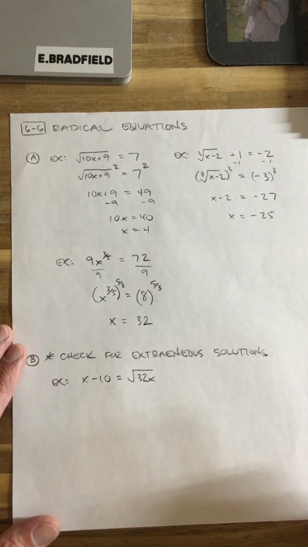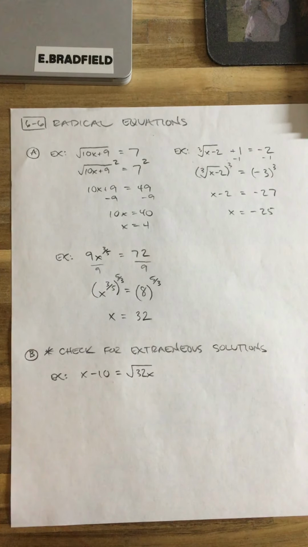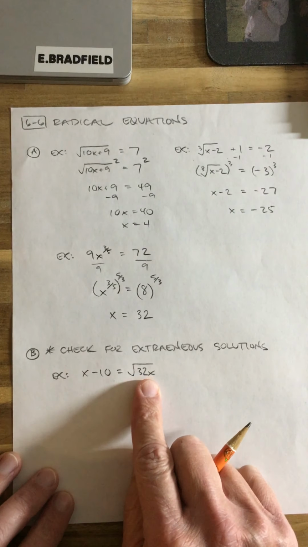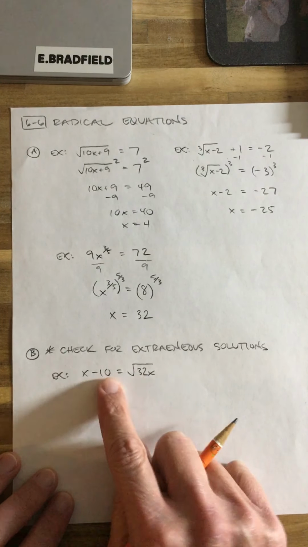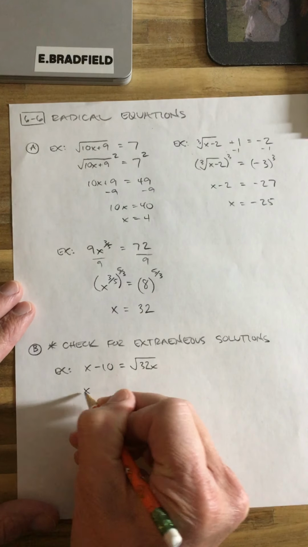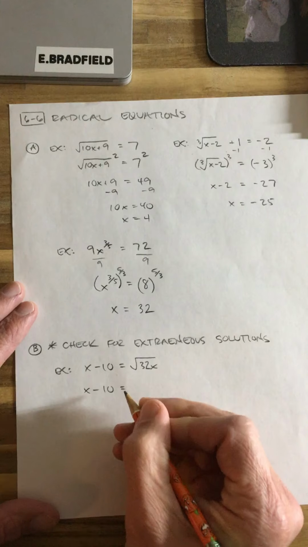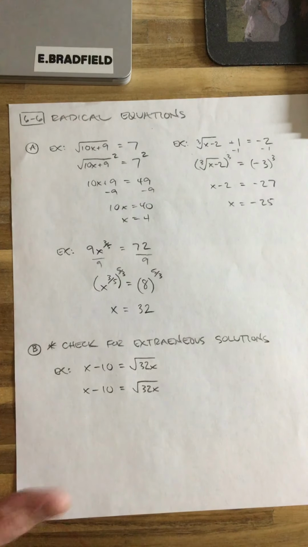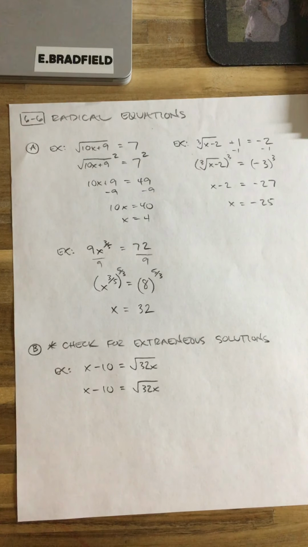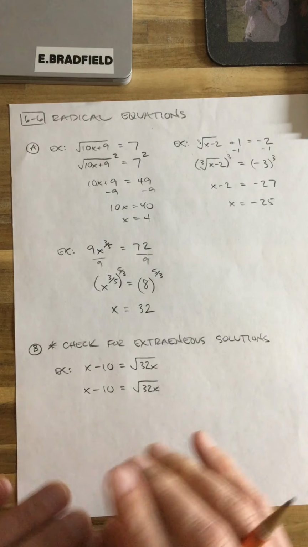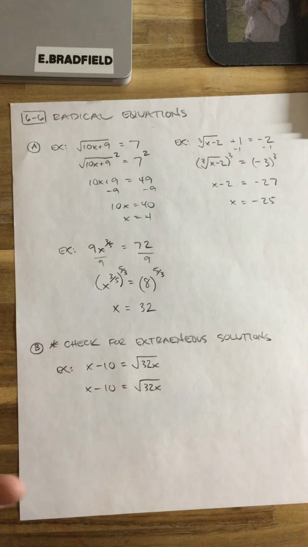All right, so here's how we're going to handle it. You're going to go ahead and keep that, isolate that. If there was a 10 over here, you would want to move it over. And here, I'm going to rewrite it. x minus 10 equals the square root of 32x. Again, you always want to, if you can, every single time, make sure that the radical is on one side isolated. All right, and watch what I'm going to do.